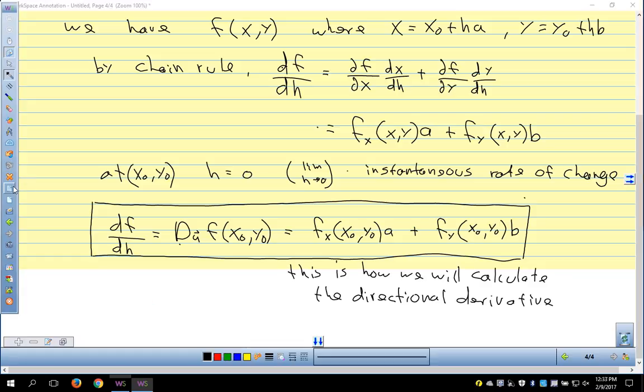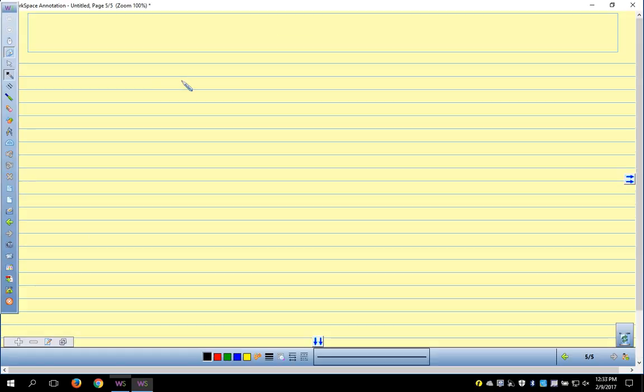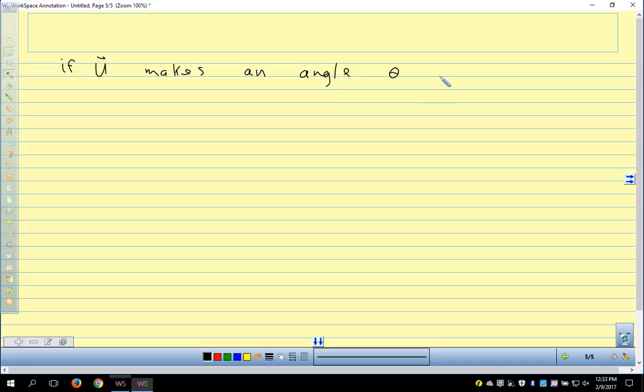But I want to make a note, if we define our unit vector u, if our unit vector makes some angle theta with the positive x-axis, then we can write u, our unit vector, as cosine theta i hat plus sine theta j hat.